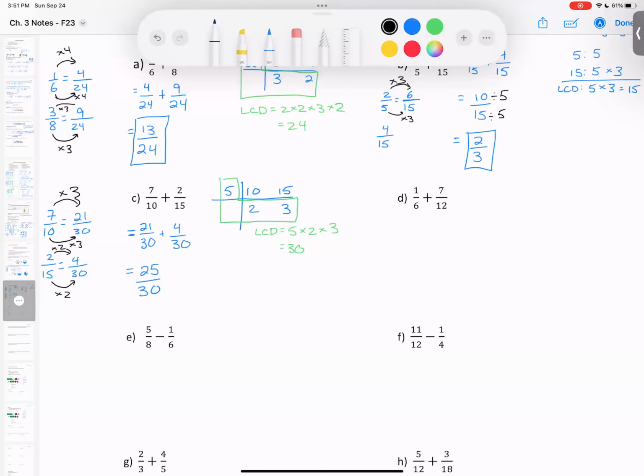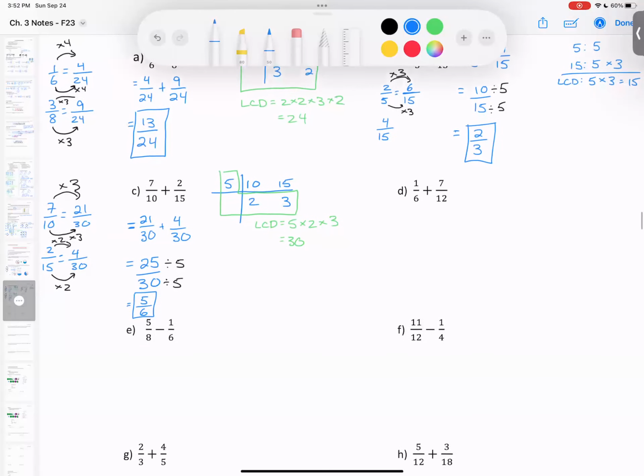And final step, I want to see if I can simplify it at all. Here, I know I've got a 5 in common, so let's divide that out. That's going to give me 5 over 6. 5 and 6 don't share any prime factors or any factors, so we know we're fully simplified. So why don't you take a look at the next ones, give them a try, and then come on back and watch the video.